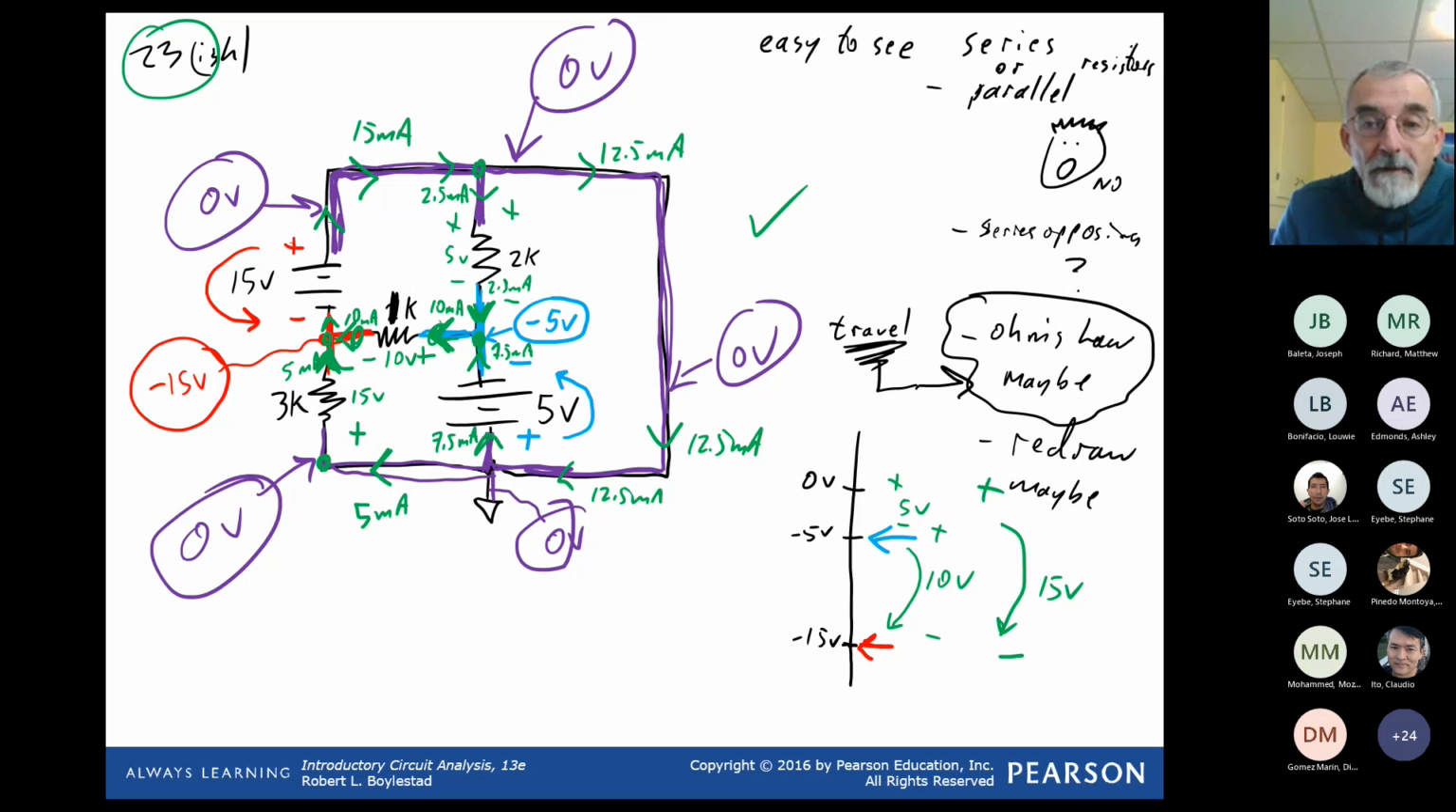Kirchhoff's current law, we're adding and subtracting currents. Kirchhoff's voltage law, we're adding and subtracting voltages. Ohm's law, I equals V over R. We look for places where we know the voltage, and one of the big tricks in this circuit was this line here, this line that connected everything together, put ground all around the circuit.